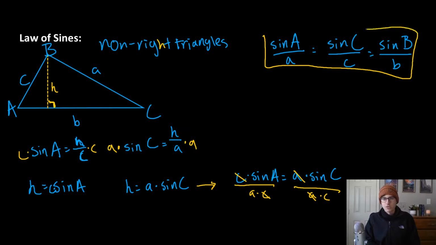It doesn't matter what triangle you have, if it's right or not. The sine of angle A over the side opposite it is equal to the sine of angle C over the side opposite that, which is equal to the sine of angle B over the side opposite that.